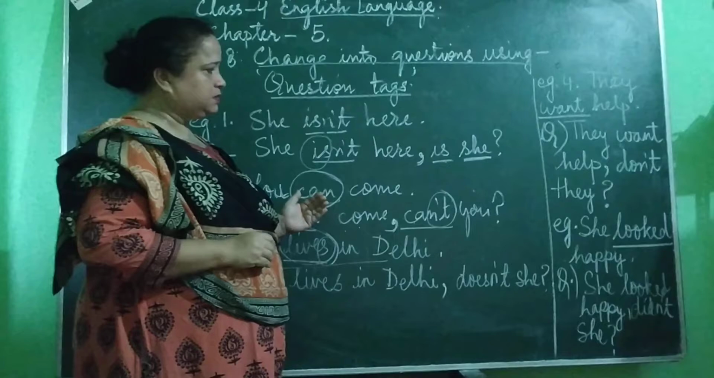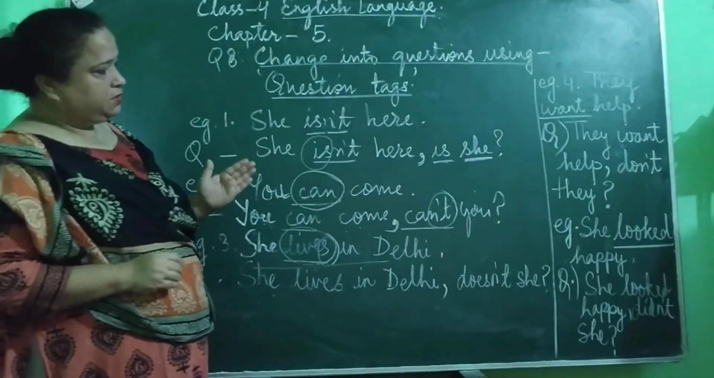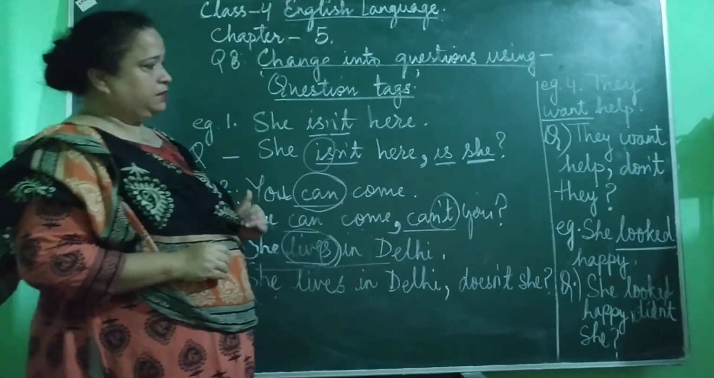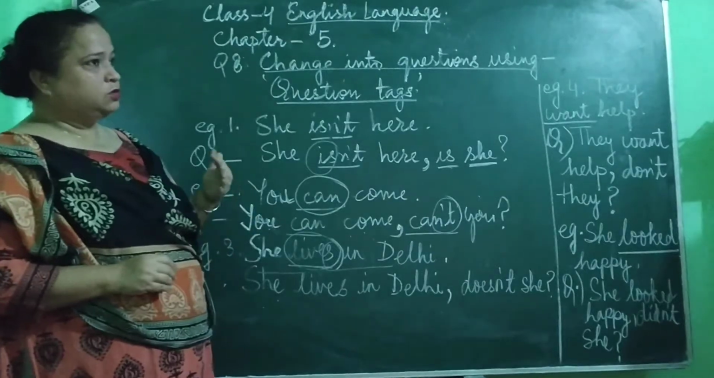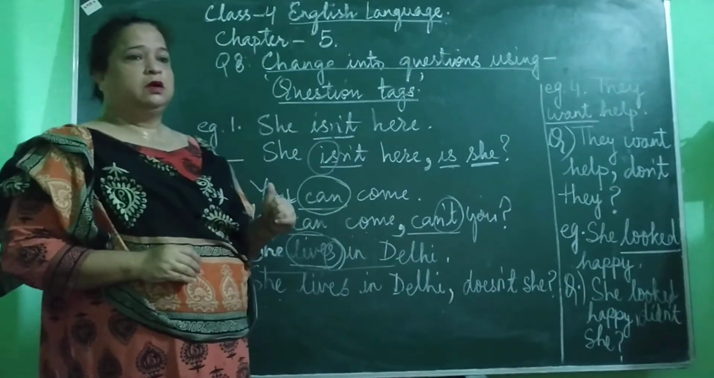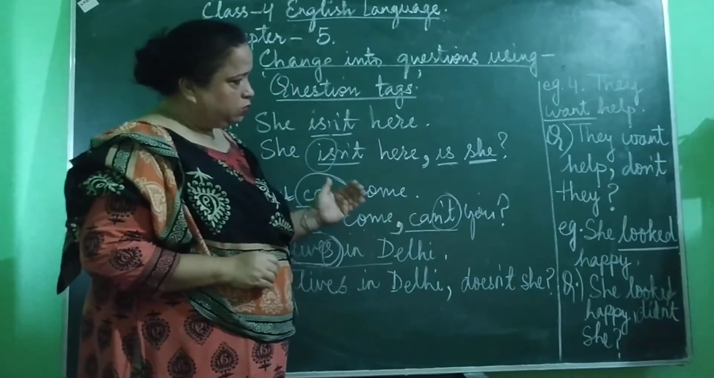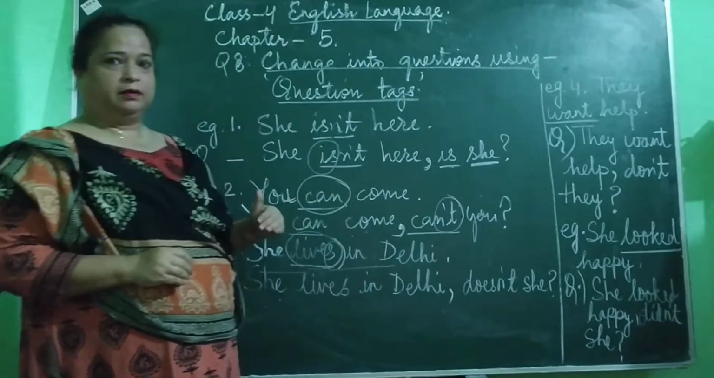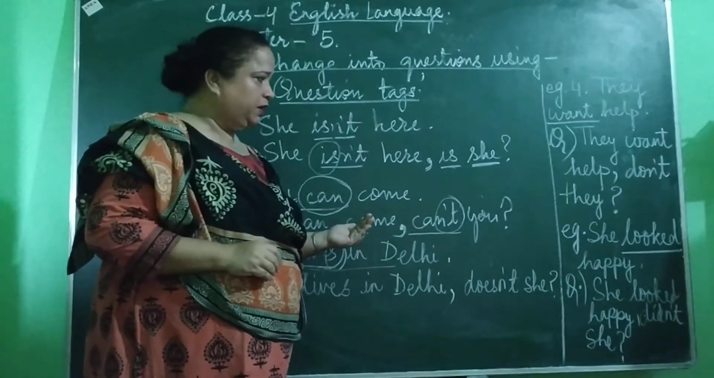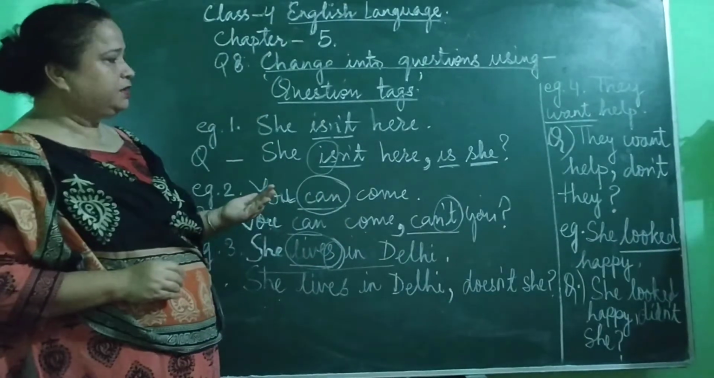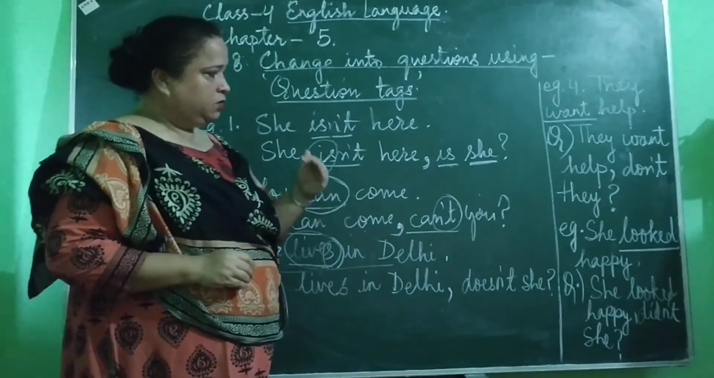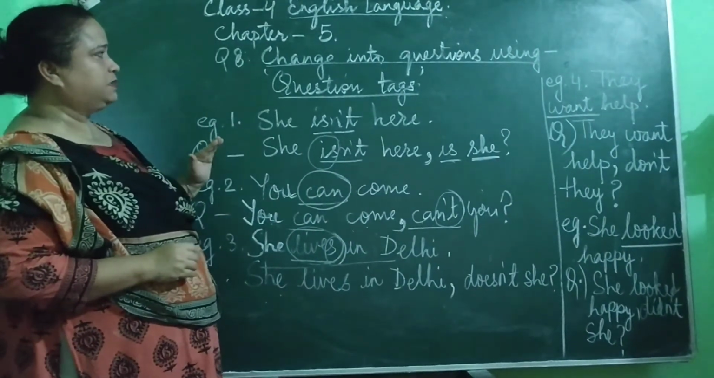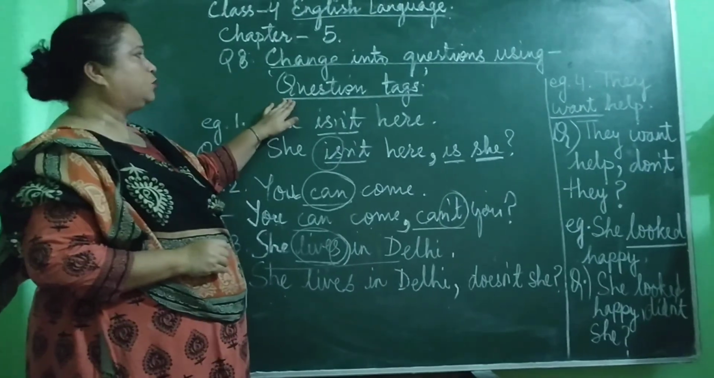Now if you have a look at the next sentence, I have written she looked happy. Again, there is no helping verb, but the verb is in the past tense form, in the V2 form. So since it's in the past tense form, what do I use? I use did. So it's a positive sentence. I write she looked happy, comma. Since the verb was already in the past tense, what did I use? Did, and I changed it into a negative form, negative question tag. So didn't she? So I hope children you have understood how to change sentences into questions using question tags.